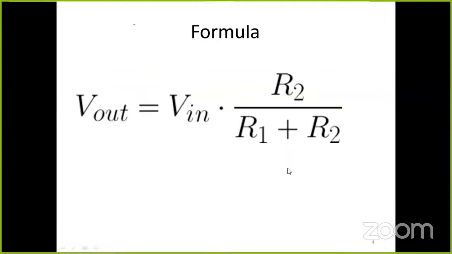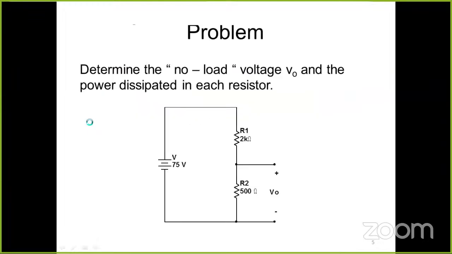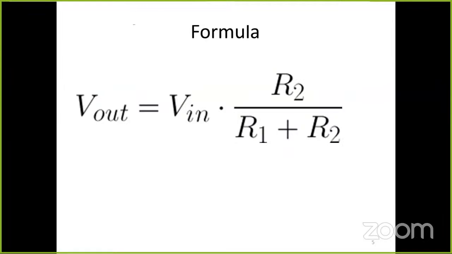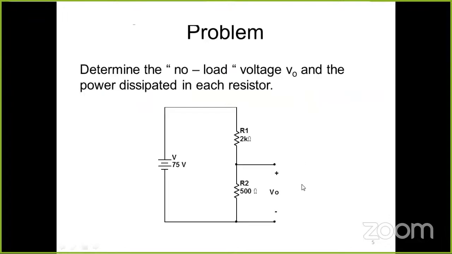First of all, when we use this voltage divider rule, we have to change the R1 and R2 values, and based on that the output voltage will vary. So this one is a circuit. Now you have to use this formula: V output equals V in times R2 divided by R1 plus R2. And now you have to tell me what will be the output voltage.